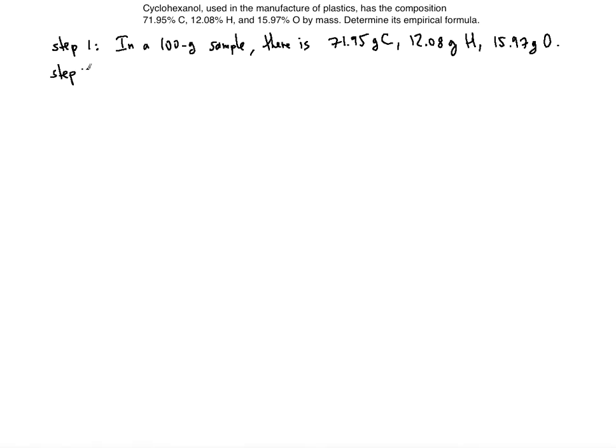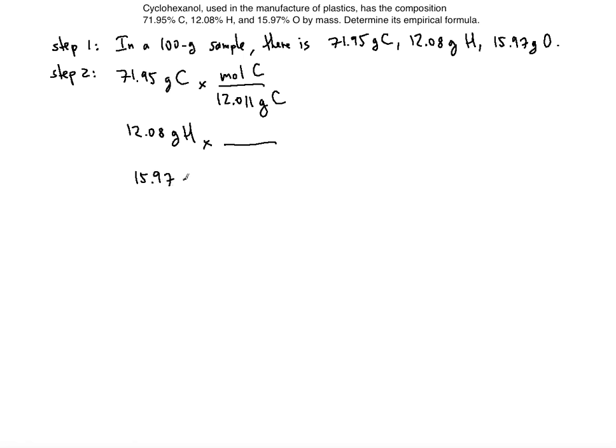The second step is to find the number of moles of each of these elements. Okay, so 71.95 grams of carbon. Using the periodic table, we know that 12.011 grams takes 1 mole. Same thing for hydrogen, same thing for oxygen.